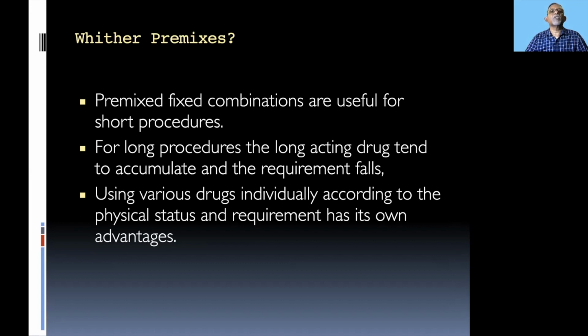Using various drugs individually according to the physical status and requirement of the patient and surgical scenario has its own advantage. It allows more versatility. For example, in a hypertensive patient, dexmedetomidine may be administered in advance to establish control of BP and heart rate well before ketamine, the dose of which may be reduced. I personally don't favor the fixed combinations and I always use them from separate syringes according to the clinical evaluation.